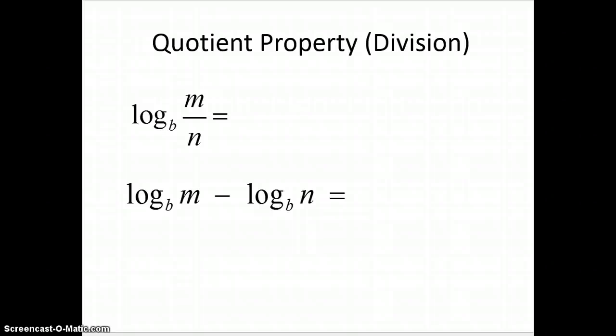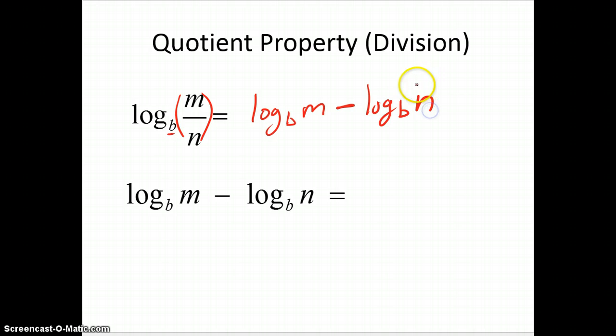Alright, the second one that we're going to look at is the quotient property. The quotient, just like the multiplication, takes a single logarithm and splits it into two logarithms. So if we have a logarithm of a base of two things that are divided, then we can say it's the same as log of base b of the top one, so it's important that the top one goes first, and you subtract the log of the bottom.